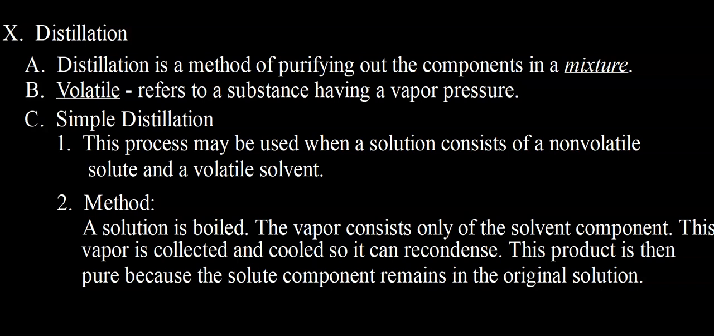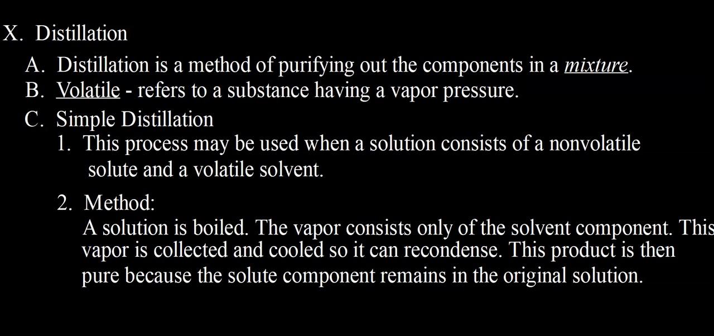Volatile refers to a substance that can evaporate or that does evaporate and thus has a vapor pressure. So we'll talk about techniques for separating homogeneous mixtures where the solute is non-volatile versus when the solute is volatile. Let's start with simple distillation. We have two types: simple and fractional distillation. Simple distillation, as the name implies, is a little more simple than fractional distillation.